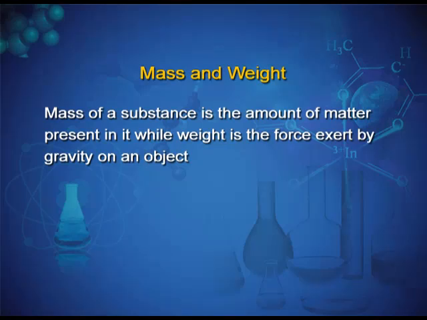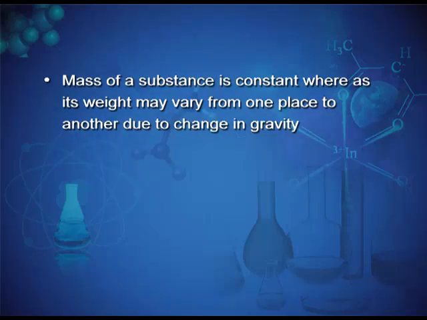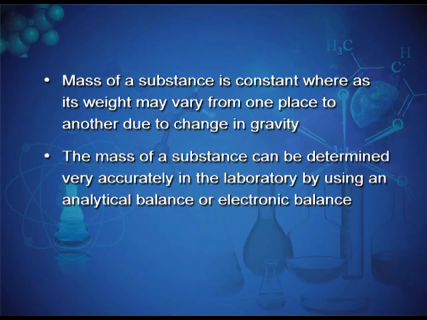Mass and weight. The mass of a substance is the amount of matter present in it, while weight is the force exerted by gravity on an object. The mass of a substance is constant, whereas its weight may vary from one place to another due to the change in gravity. The mass of a substance can be determined very accurately in the laboratory by using an analytical balance or electronic balance.